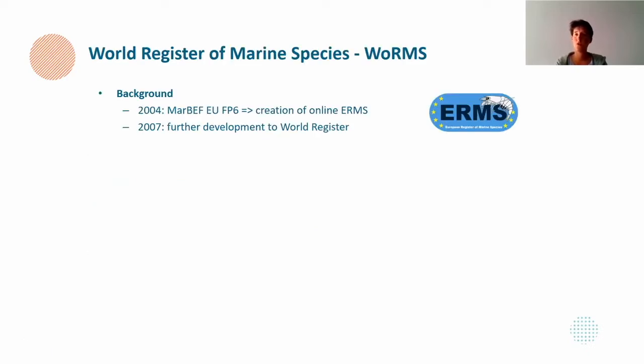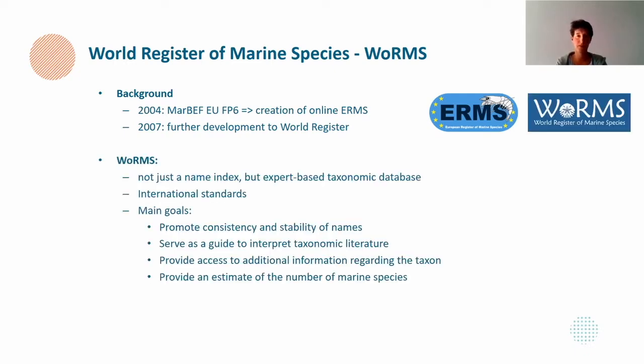So first of all, WoRMS, the World Register of Marine Species, started in 2004. It actually started under a European project, as the European Register of Marine Species, which was basically already a regional list or a regional portal specifically for Europe. As that went very well within the MARBEF project, in 2007, it was decided to further develop what we already had in the European Register, to continue it and let it grow to a world register, which then became WoRMS, the World Register of Marine Species.